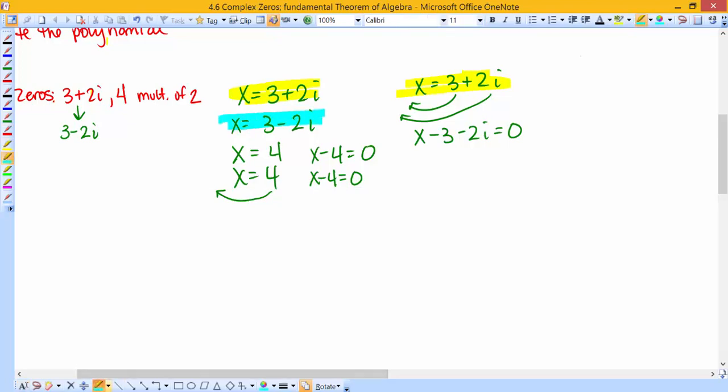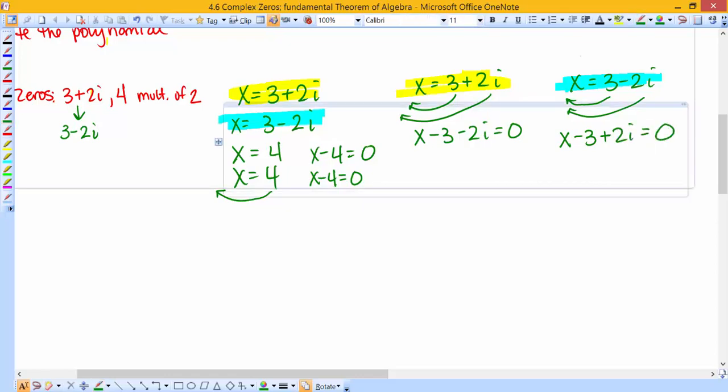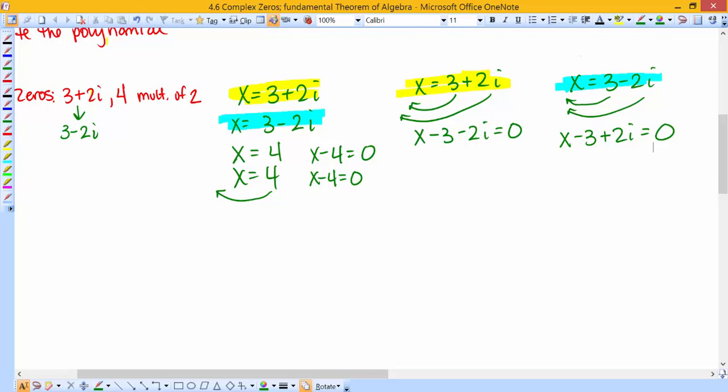Go away here. So this would be x equals 3 minus 2i. Move both of these over by subtracting and adding. So you'll have x minus 3 plus 2i equals 0. Okay, so I have all of my factors.